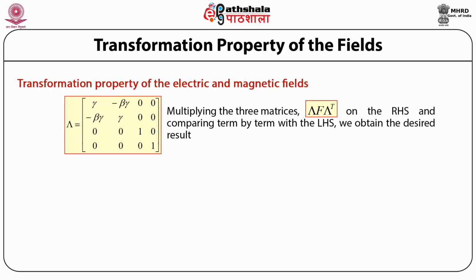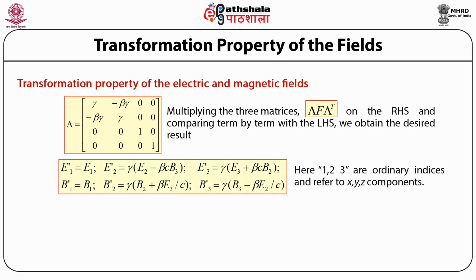Multiplying the three matrices given above, that is this transformation matrix Λ times the field strength tensor F times the transformation matrix transpose on the right hand side, and comparing term by term with the left hand side, we obtain the desired result. So we can write the final result as E′₁ = E₁, E′₂ = γ(E₂ − βcB₃), E′₃ = γ(E₃ + βcB₂).